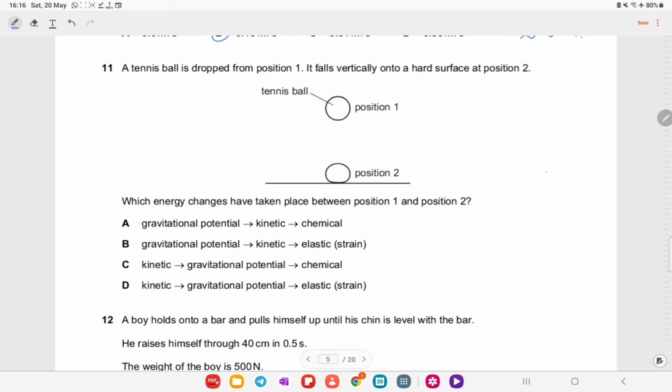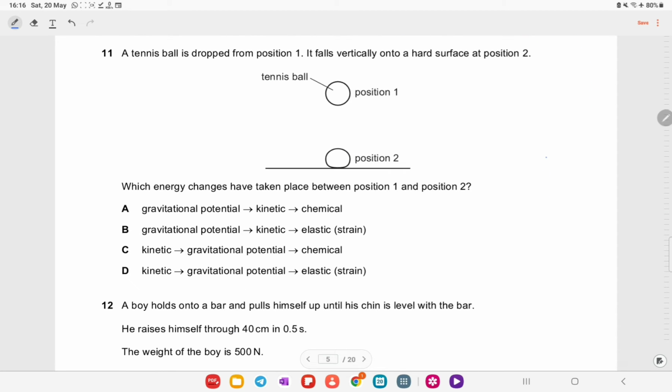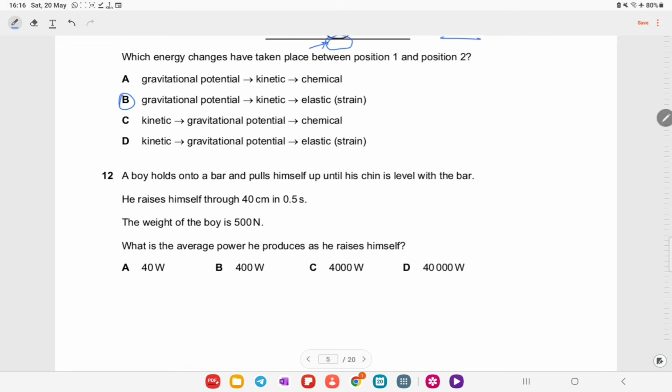A tennis ball is dropped from position 1. It falls vertically onto a hard surface at position 2. So what changes take place between position 1 and 2? At the moment this ball has gravitational potential energy. When you drop it down, it's going to have kinetic energy, and then it's going to have elastic potential energy because the ball is a tennis ball. You see over here the ball is getting deformed. So option B is going to be the right answer for this MCQ.